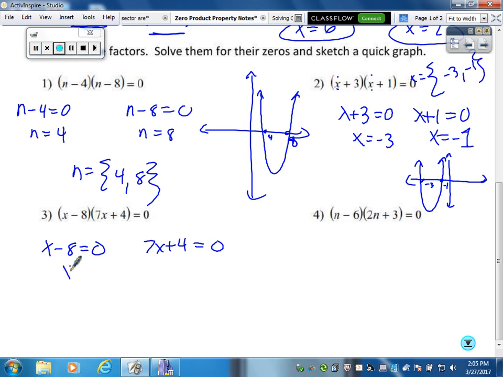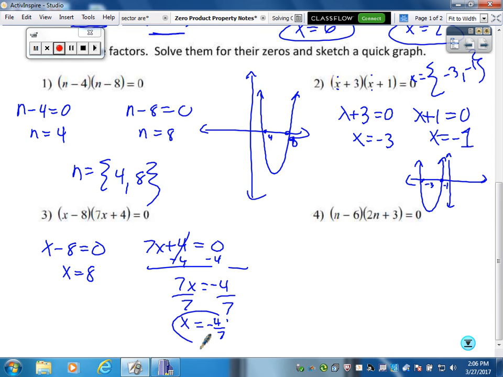So I add my 8. This one I have to subtract my 4. I'm going to show a little bit more work because it's a 2-step. And then divide by my 7. So I've got a decimal answer, or just leave it as the fraction. That's easier. So x is equal to negative 4/7 and 8.